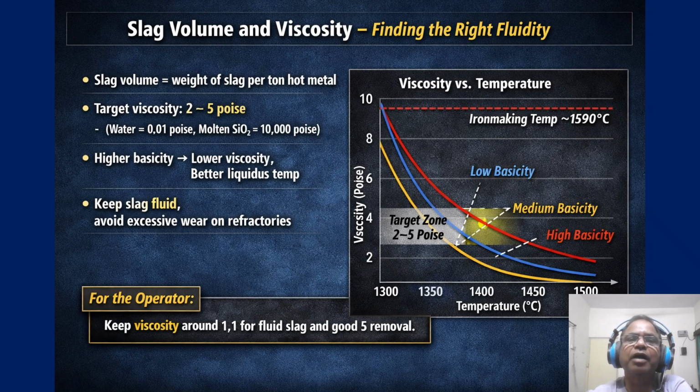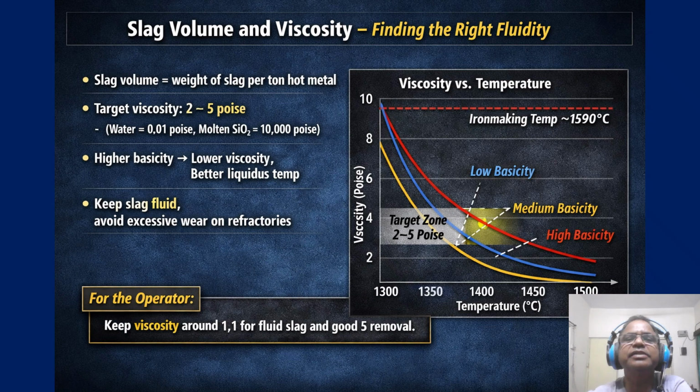So look at this graph. At a given temperature, high basicity increases viscosity. Also, if your slag volume goes up, you need more heat to keep it fluid. That's why we monitor both viscosity and liquidus temperature closely. If the slag is too thick, we adjust basicity or add flux.